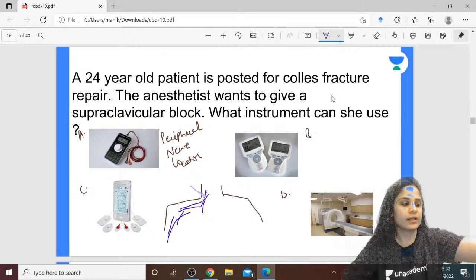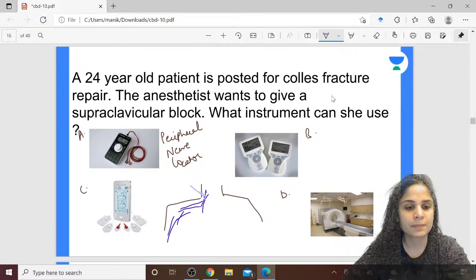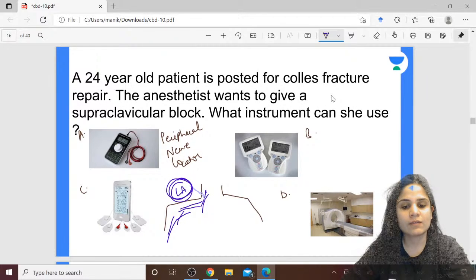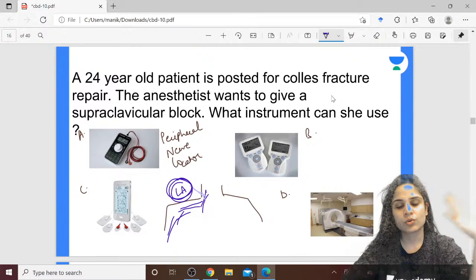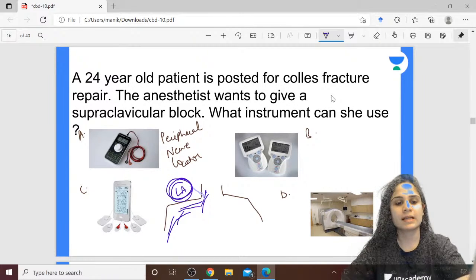So when they get stimulated, you get twitching of the hand, and you know that you have reached the brachial plexus. Now the minute you reach the brachial plexus, when I get the twitching of the hand, I give local anesthetic drug to the patient. And when I give local anesthetic drug all along the brachial plexus, my brachial plexus gets completely numb. So the entire hand will become numb. You have motor loss as well as sensory loss.